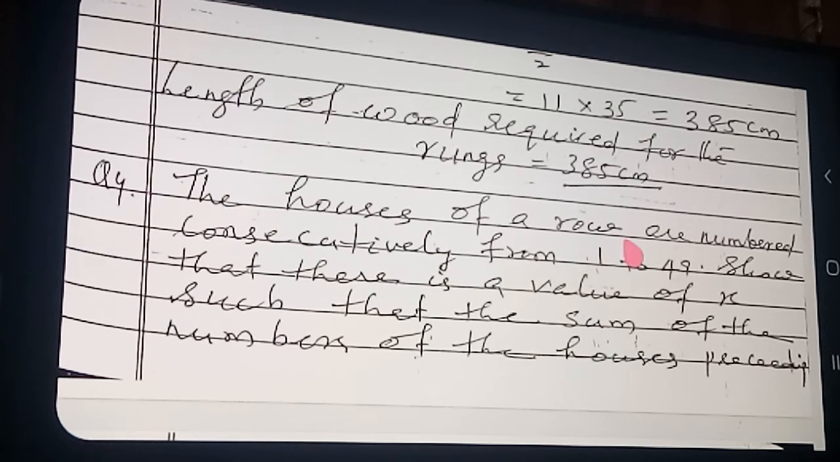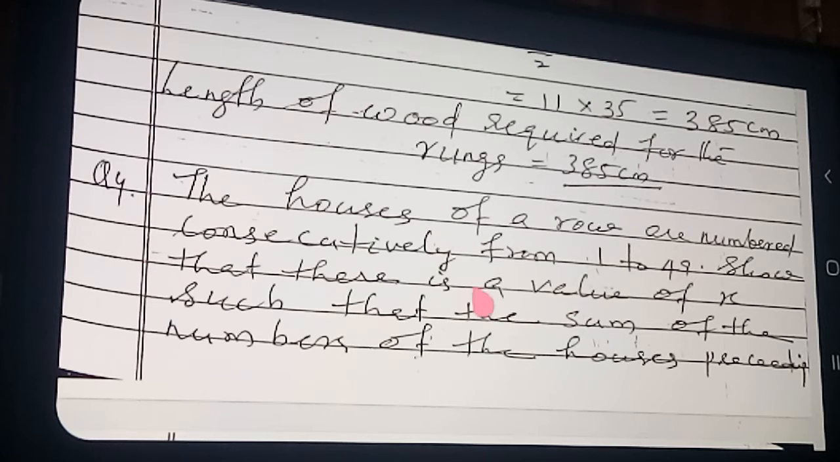The houses of a row are numbered consecutively from 1 to 49. House numbers, you can see in some colonies, the houses are continuously numbered. In the same way, here the house numbers are given as 1, 2, 3, 4, 5, etc., up to 49.